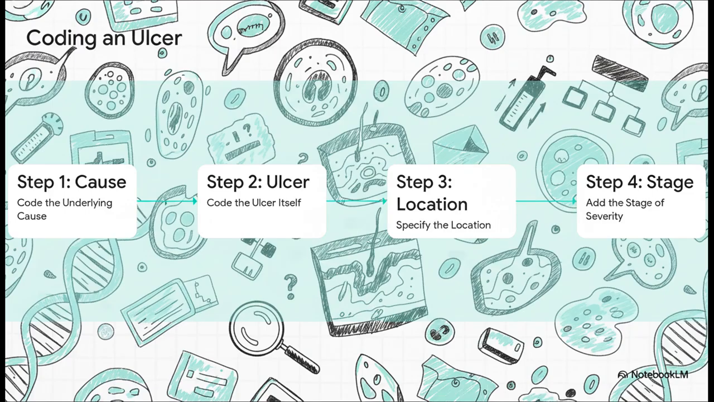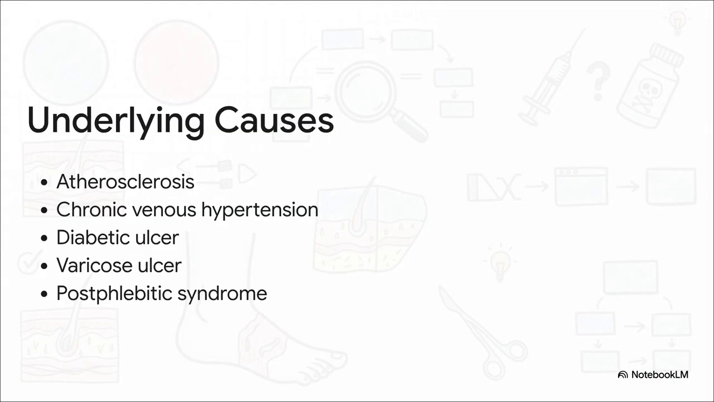Step 2, code the actual ulcer. Step 3, get super specific about where it is. And step 4, add the stage of severity. Simple as that. And that first step, the underlying cause, is everything.